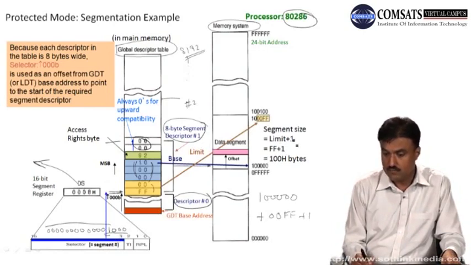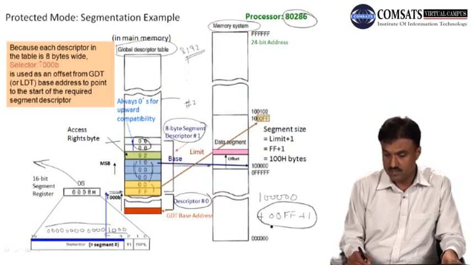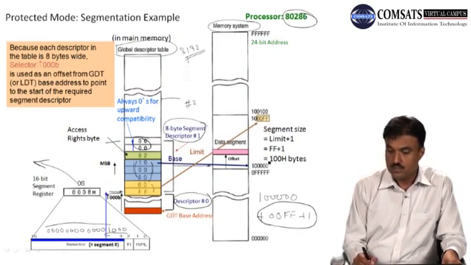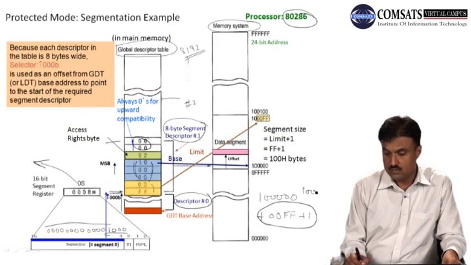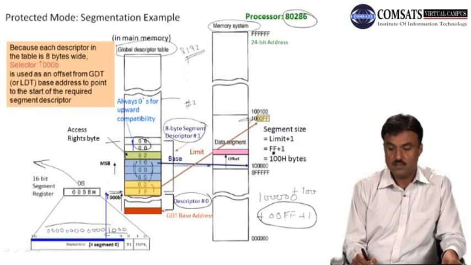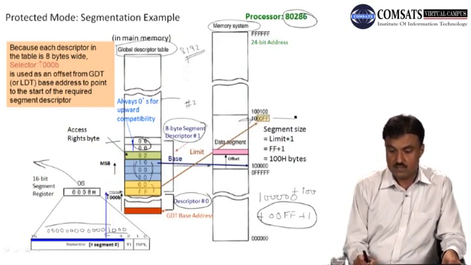The total segment size will be 00FF plus one, so the total will be 100, added to this base. So the value will be here. This is the actual total limit. If we want to calculate the total limit, we have to add one to this FF. But for the memory area we want to access, the last address will be 1000FF.